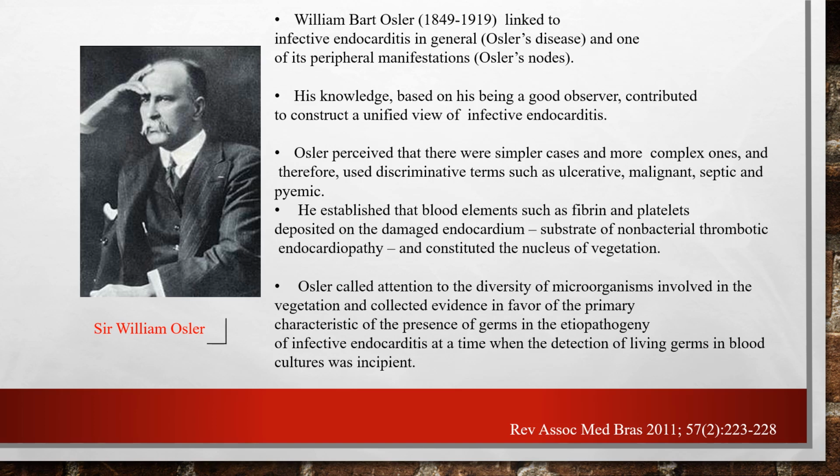He established that blood elements such as fibrin and platelets deposited on the damaged endocardium were the substrate of the nonbacterial thrombotic endocardiopathy, and constituted the nucleus of a vegetation. Osler called attention to the diversity of microorganisms involved in the vegetation, and he collected evidence in favor of the primary role of germs in the etiopathogenesis of infective endocarditis, at the time when the detection of living organisms in blood culture had just started.